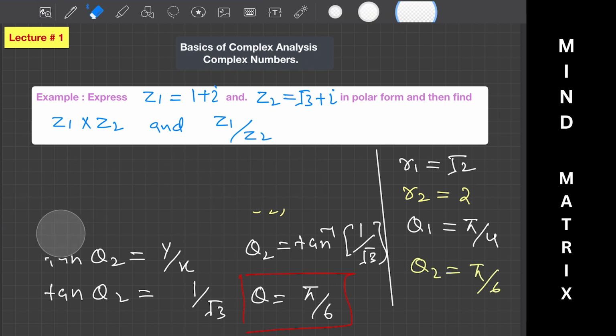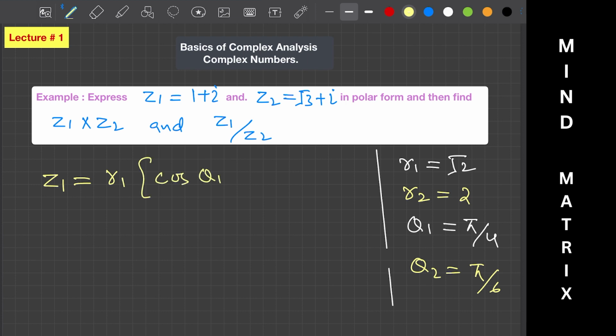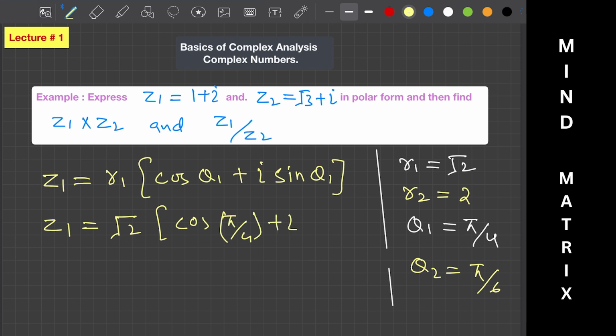Let's clean the board, and now we need to find z1 and z2. z1 equals r1 cos theta 1 plus iota sin theta 1. We need to put the values here. r1 is under root 2 and theta 1 equals pi by 4. Similarly, plus iota sin theta 1, where theta 1 equals pi by 4.